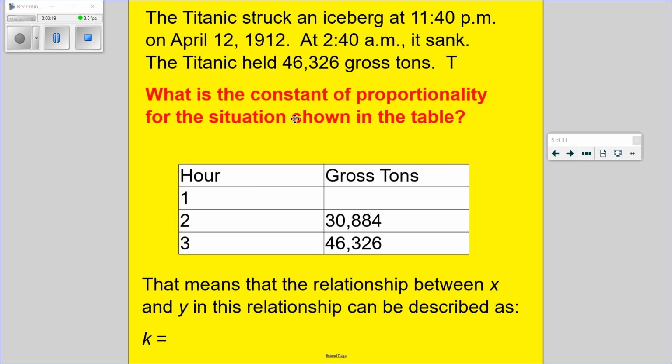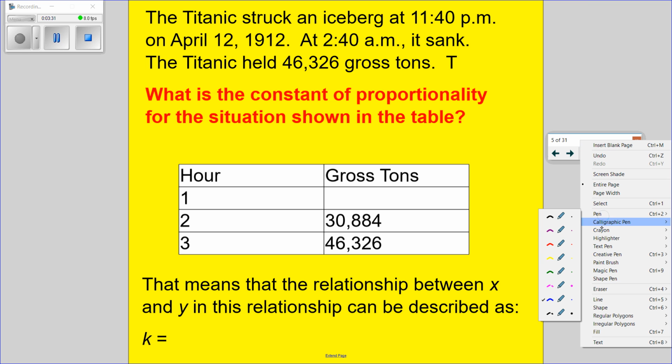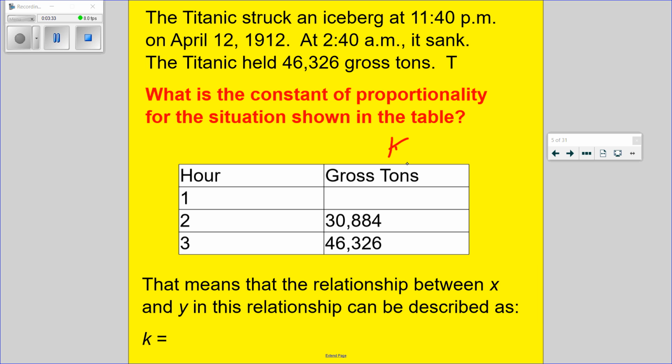What is the constant proportionality for the situation shown in the table? That means the relationship between X and Y in this relationship can be described as what? How do I describe this relationship? So let me get my pen. K equals... On purpose, I removed this. I was not going to make it that easy for you. So constant proportionality is K equals Y divided by X.